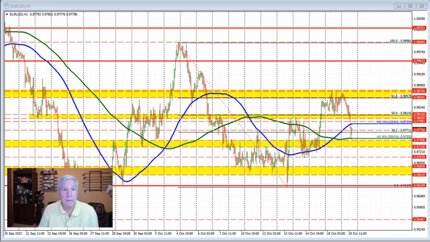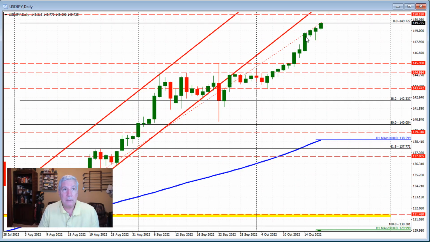So pick your poison. If you like to buy a dip, then buy against the 200-hour moving average. Put your stop below the level. If you like to sell resistance, put your sell level against the 100-hour moving average and a stop above that level. So let's next take a look at the dollar versus yen.